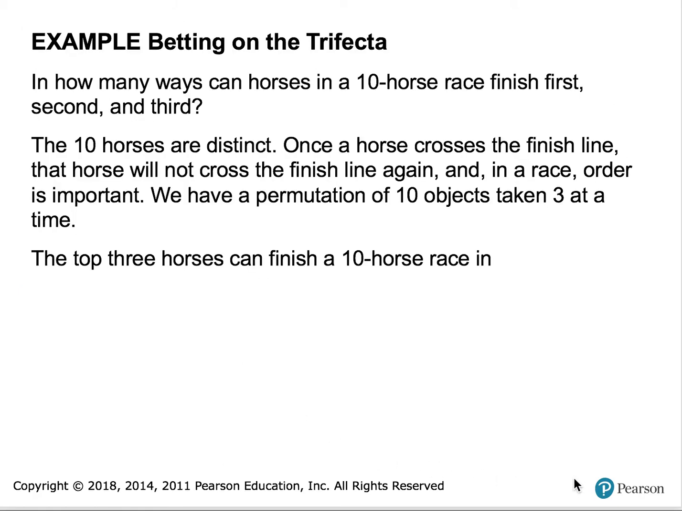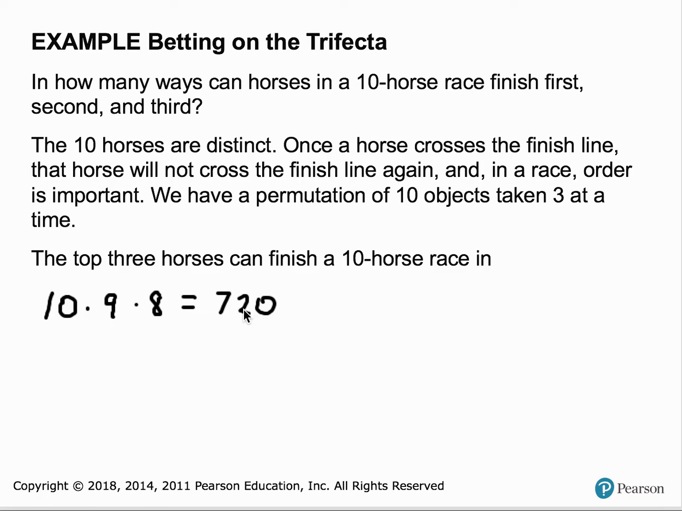Let's look at that. Okay, betting on the trifecta. How many ways can horses in a 10-horse race finish first, second, and third? Okay, so from what we said before, one thing I can do is just say, oh, well, there's 10 horses that could come in first, and then there's 9 horses. After that first one crosses the finish line, then there's 9 choices left, and after the second one crosses, there's 8. So 72 times 10, 720. So that's one thing we could still do.